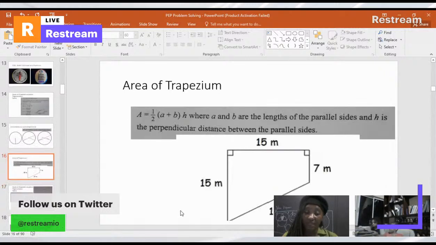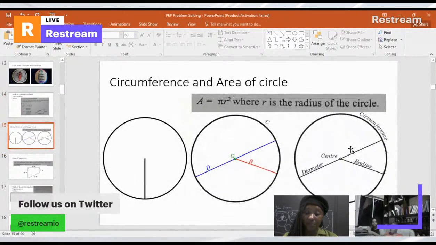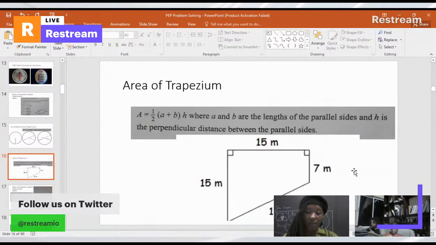Now, the circumference is the distance around the edge of the circle. And so the formula for the circumference is not here, but you should know it. It's 2 pi r. So 2 times pi times the radius. And the circumference divided by pi will give you the diameter. Likewise, the circumference divided by the diameter will give you pi. Now, let's look at the second formula, and that is the area of the trapezium.